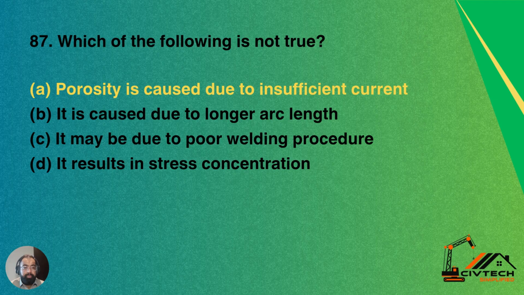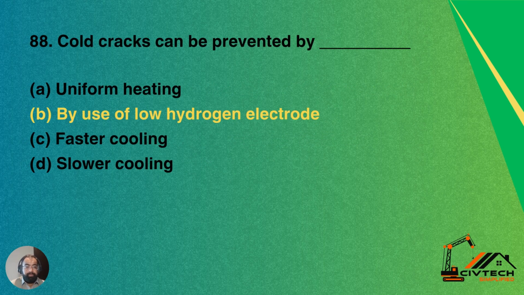Question 87. Which of the following is not true? Option A, porosity is caused due to insufficient current. Option B, it is caused due to longer arc length. Option C, it may be due to poor welding procedure. Option D, it results in stress concentration. Now we have to select a not true or false statement out of these. Porosity is caused due to insufficient current. So this is the not true statement, a false statement. So A is the correct answer for this question.